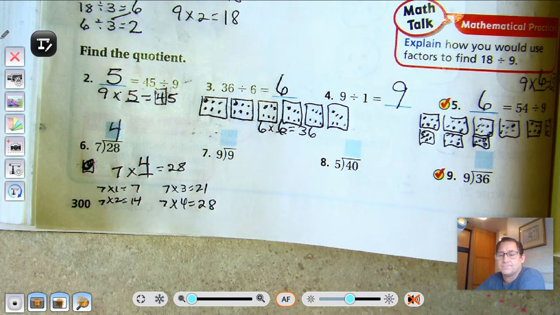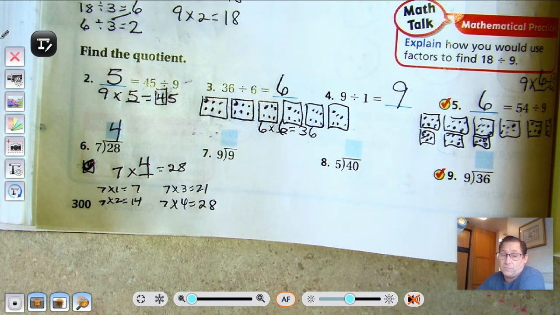9 divided by 9. In this case, let's go back to our cookies. This time I have 9 cookies, and I have 9 plates. I have to share them equally. So I'm going to put 1 on each plate. So any number divided by itself is 1.